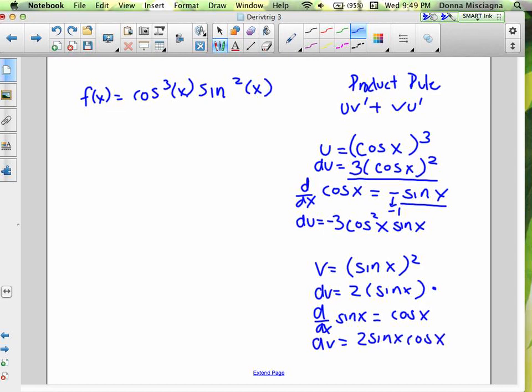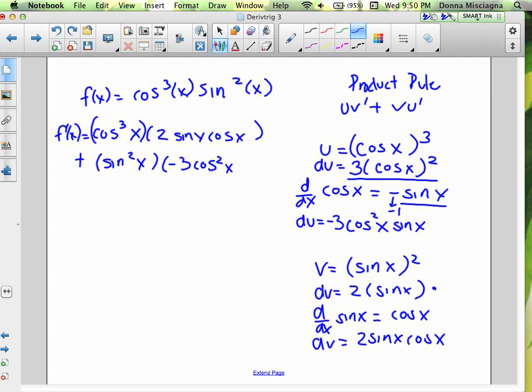All right, so now let's put that all together with the product rule. f prime of x is the first, which is cosine cubed x, times the derivative of the second, which is the 2, I'm going to put parentheses here, 2 sine x cosine x, plus the second, which is sine squared x, multiplied times the derivative of the first, which is the negative 3 cosine squared x sine x.